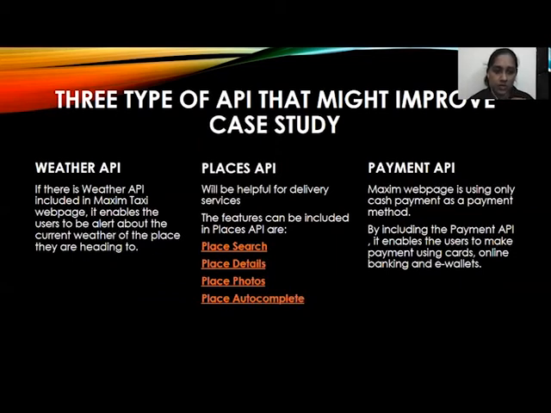First one is weather API. If there is a weather API included in the MAXIM taxi web page, it enables the users to be alert about the current weather of the place they are heading to.